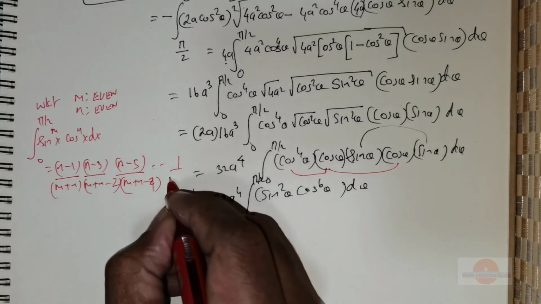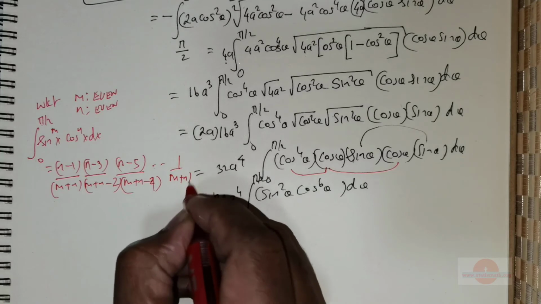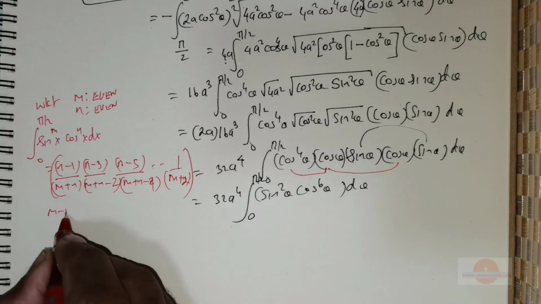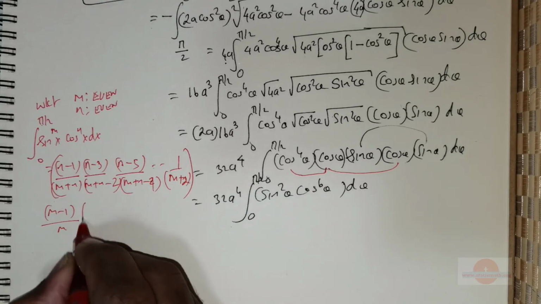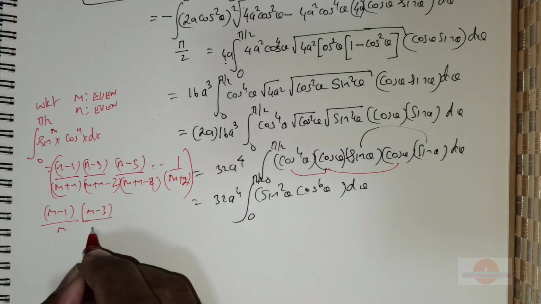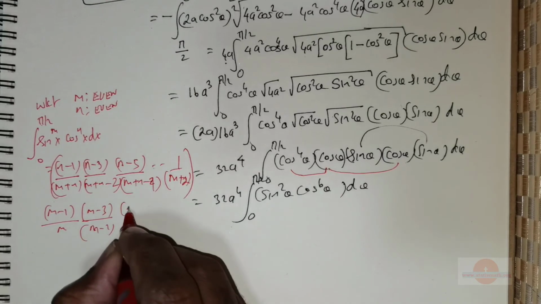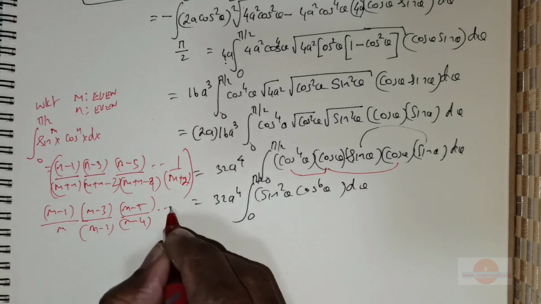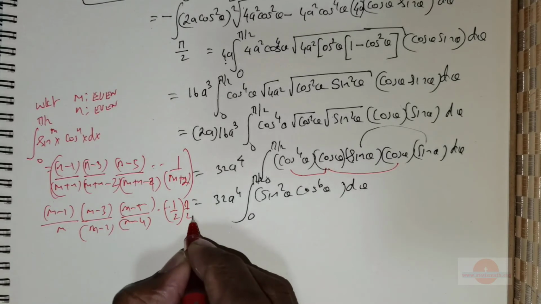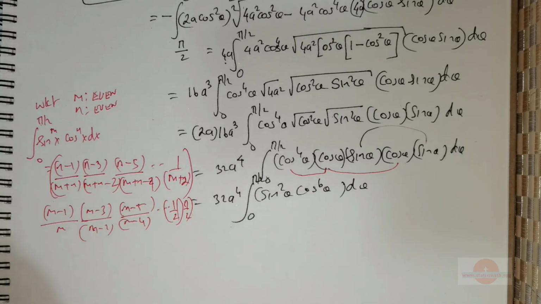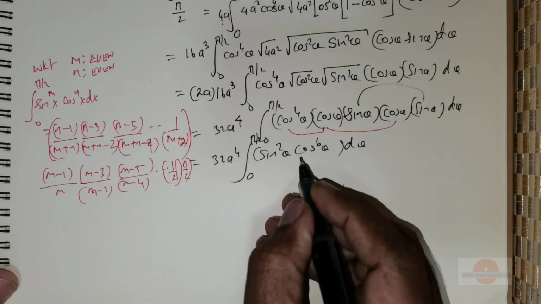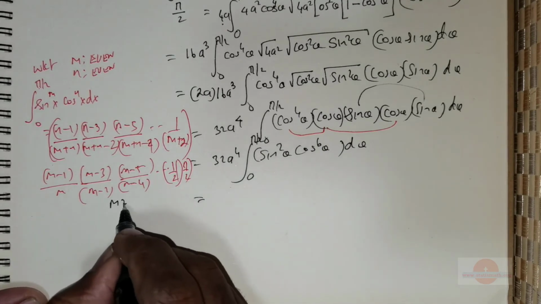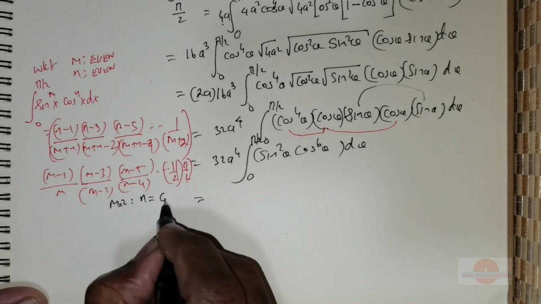We ended with 1 divided by m plus 2, and this has to be multiplied with m minus 1 divided by m, times m minus 3 divided by m minus 2, m minus 5 divided by m minus 4, etc. We ended with 1 over 2 times pi over 2, right? So this is the formula. So if we were to apply this formula to this, my m is 2 and my n is 6.